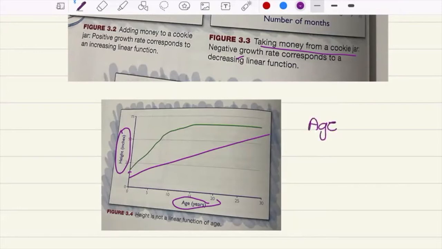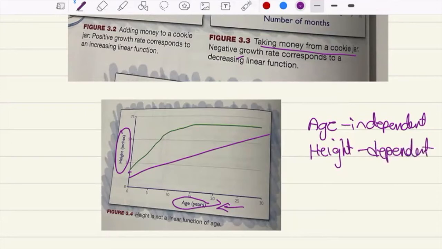Age is your independent variable because it's down here, and your height is your dependent variable. Now think about it. Which one might you have control of more than the other? Do you have control of your age? No, because no matter what, time is going to keep on passing and you're going to keep on growing. But your height, on the other hand, you might not become tall. You might become very tall, but you might not be tall. So you have control to some extent about your height more than your age. So age will be your independent variable.